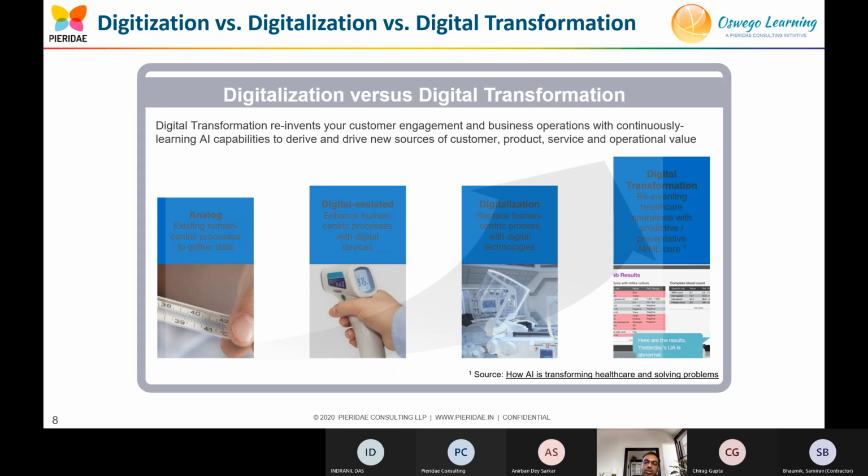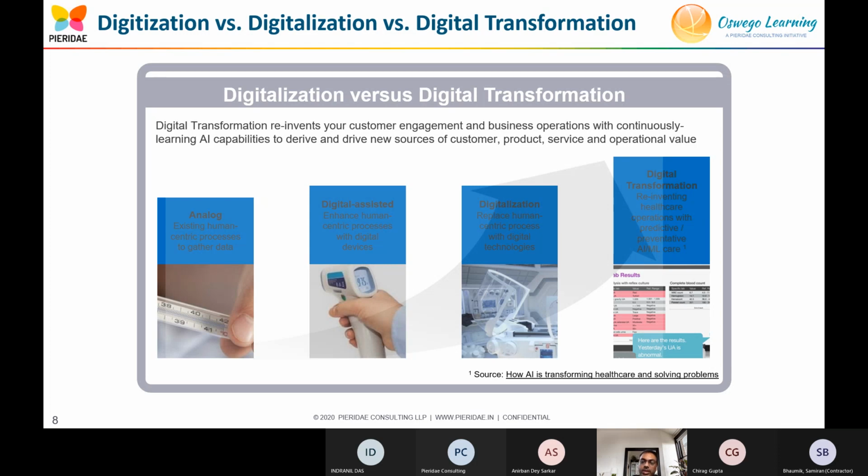You have written some code and that's automating whatever you are doing in the system. You have created a robot that will do quality testing of all your production. So these are all digitalization. ERP implementation, you are digitalizing your business transactions. And the final stage is digital transformation, where you are reinventing the scope of your business, like reinventing healthcare operations with predictive, preventive AI ML care.